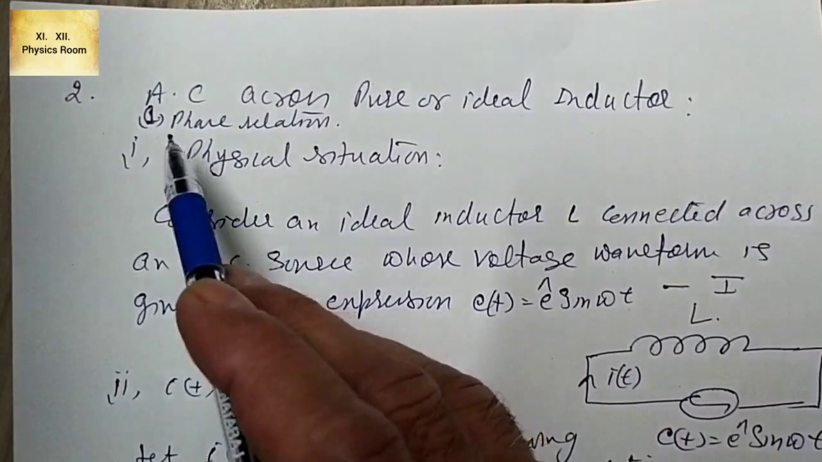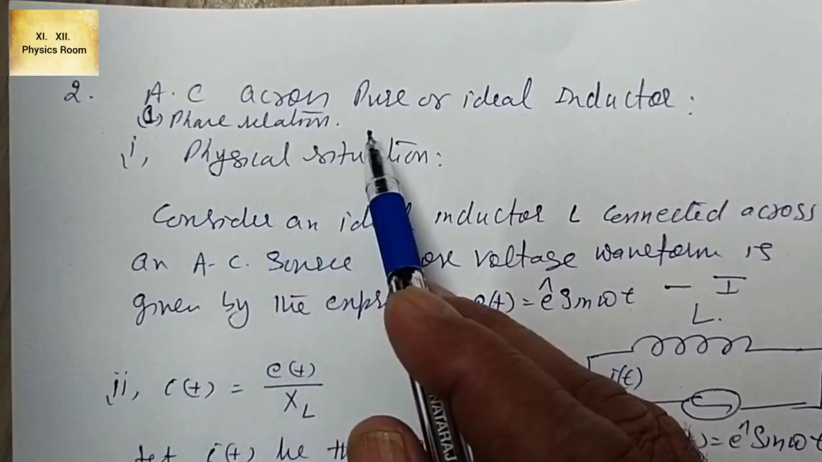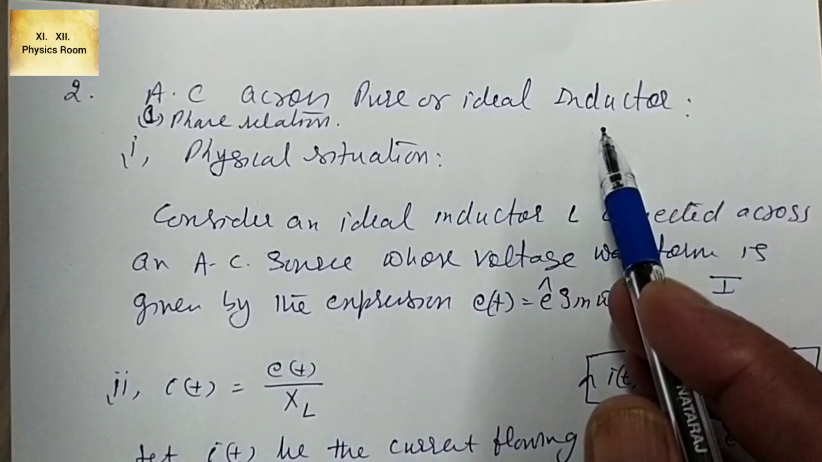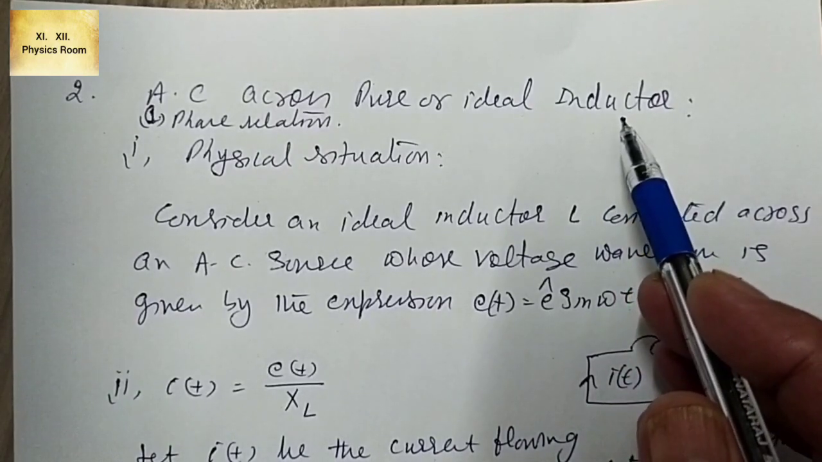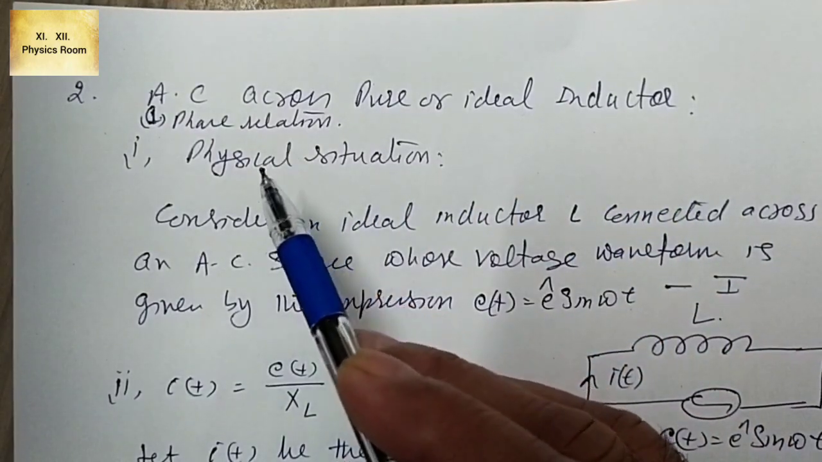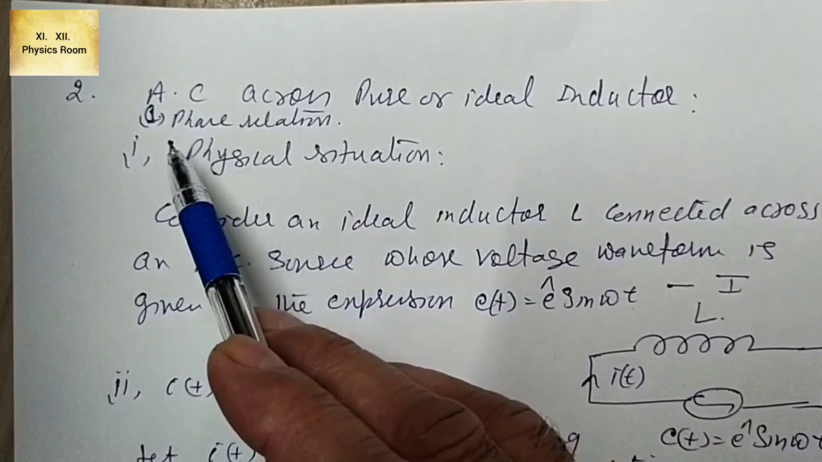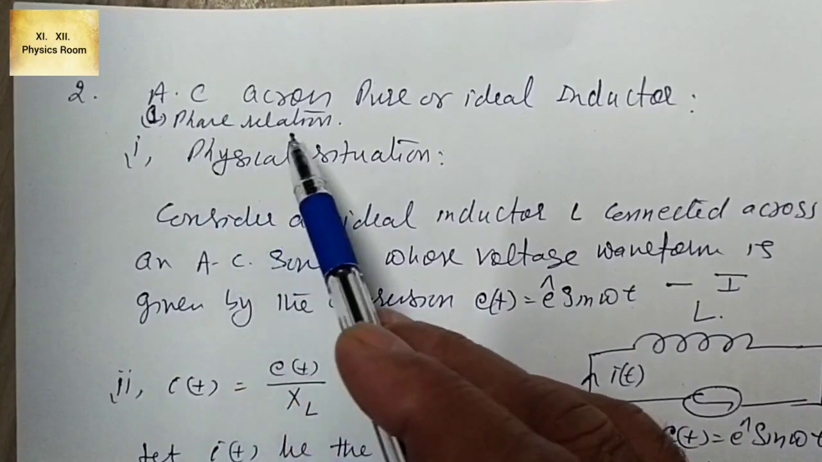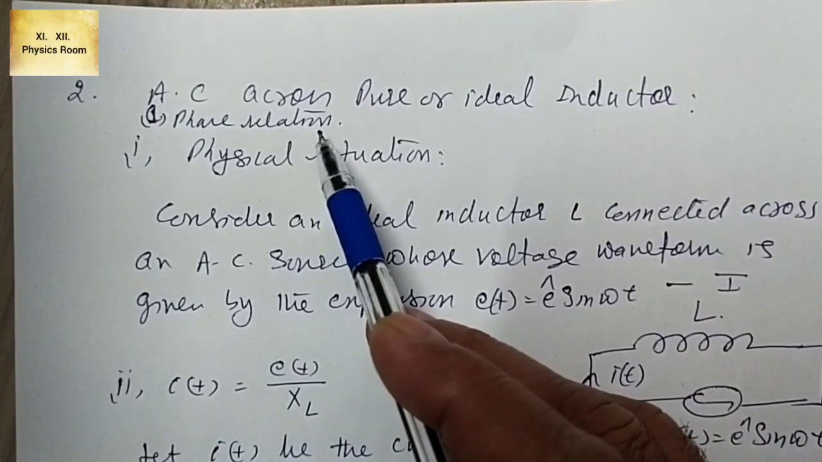Today we are to take up the next part of AC theory, AC across a pure or ideal inductor. As I mentioned earlier, we are to take up 2 points with each circuit. First is the phase relation and the other is the average power consumed over a full cycle of an AC. So first we take up phase relation. In the case of phase relation, we determine the phase relation between the applied voltage and the current flowing through the circuit.